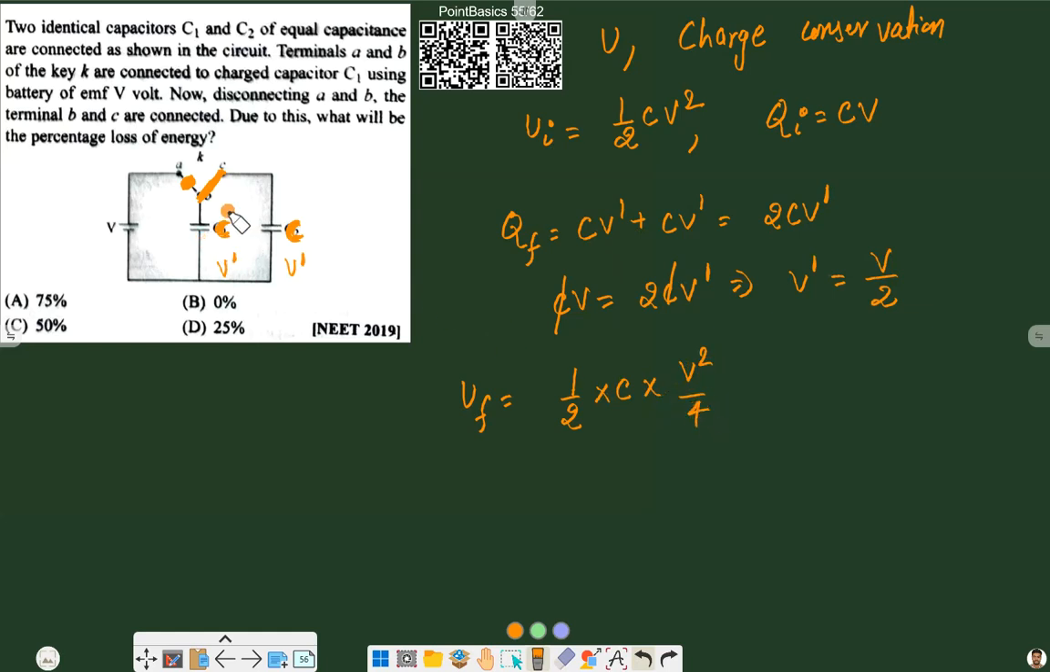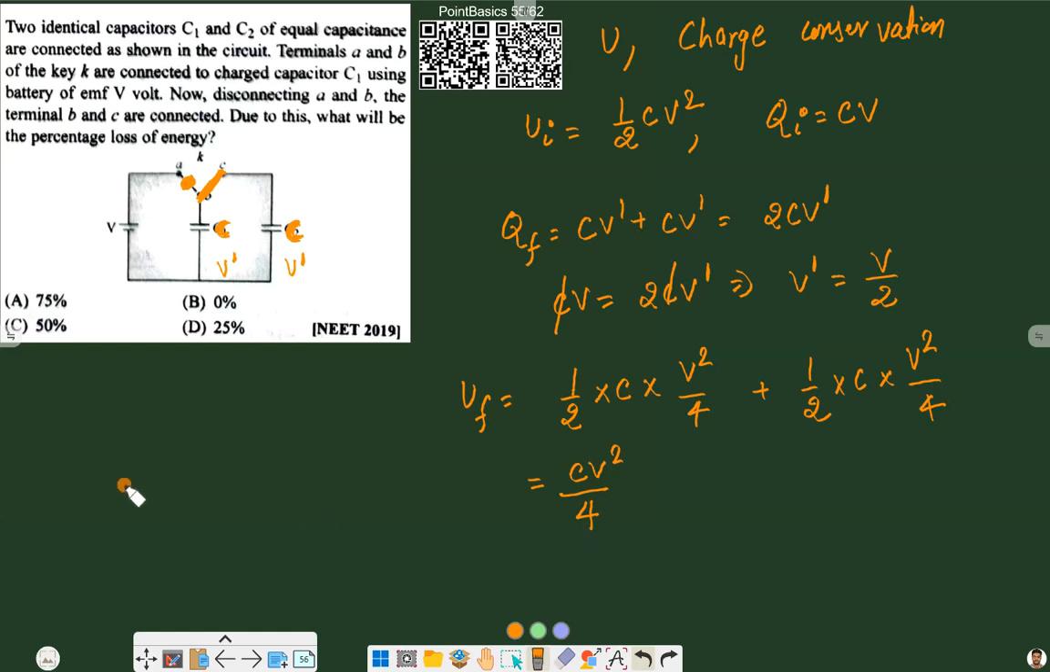This is energy due to this capacitor plus energy due to this capacitor, as both of these are identical. So again energy will be the same, half C V square by 4. So this will be CV square by 8 plus CV square by 8. We will get CV square by 4 as a combined. So our initial energy is CV square by 2 and final energy is CV square by 4.